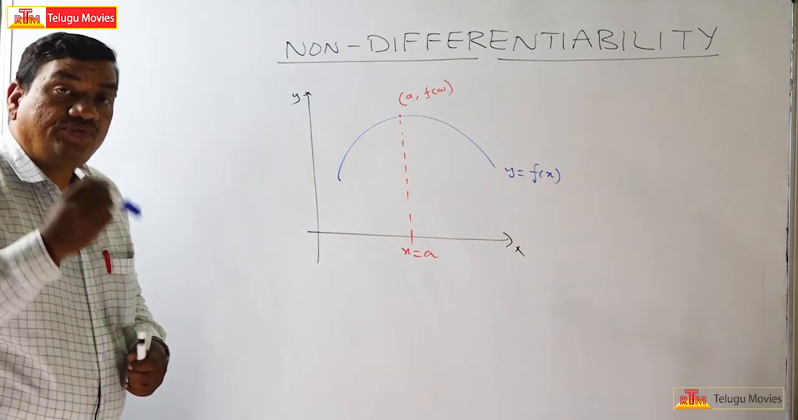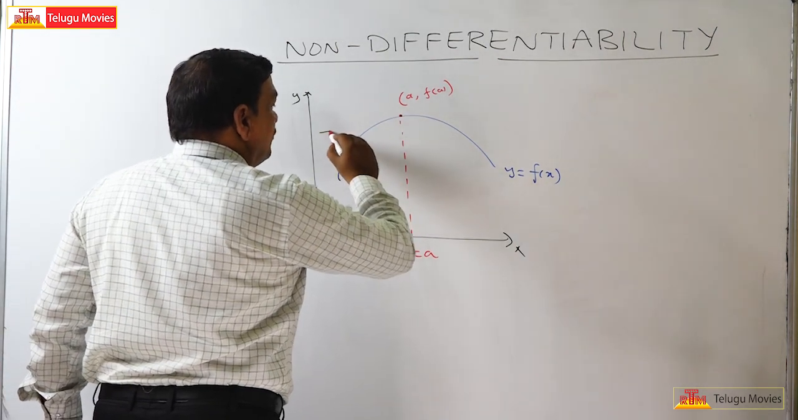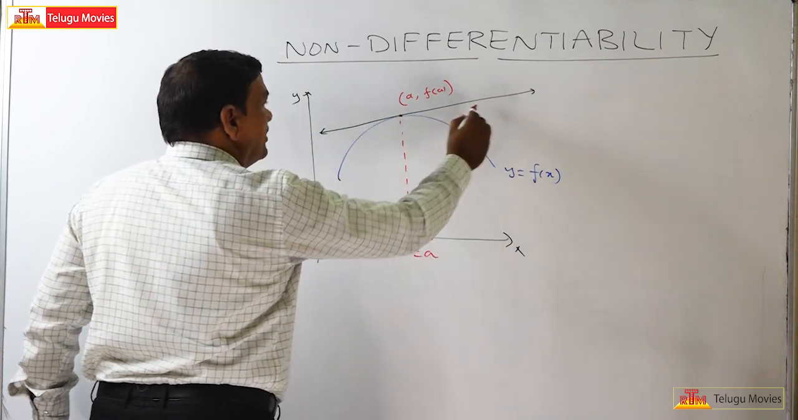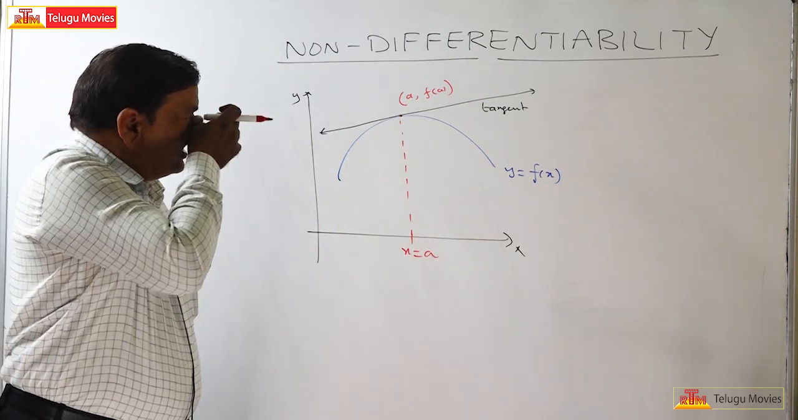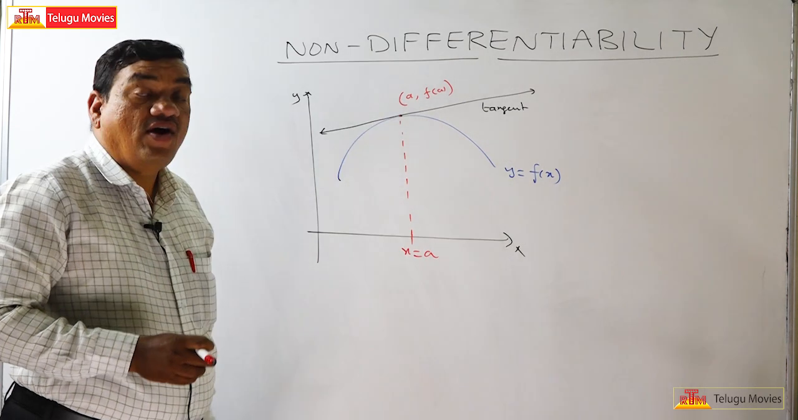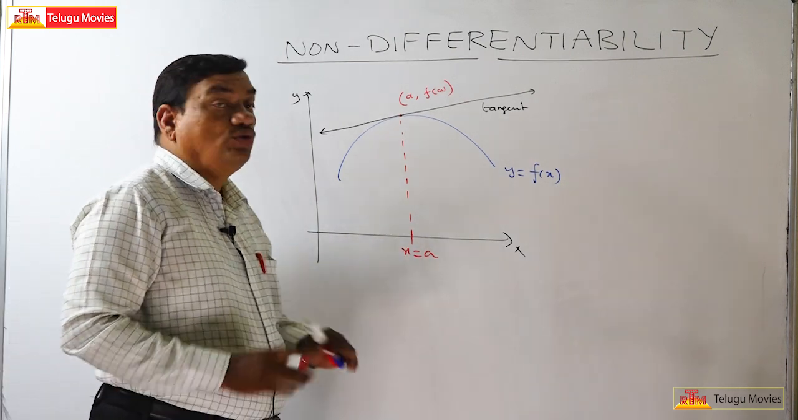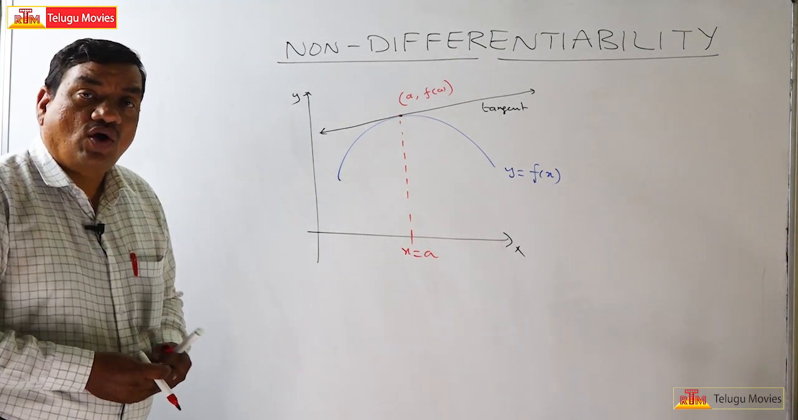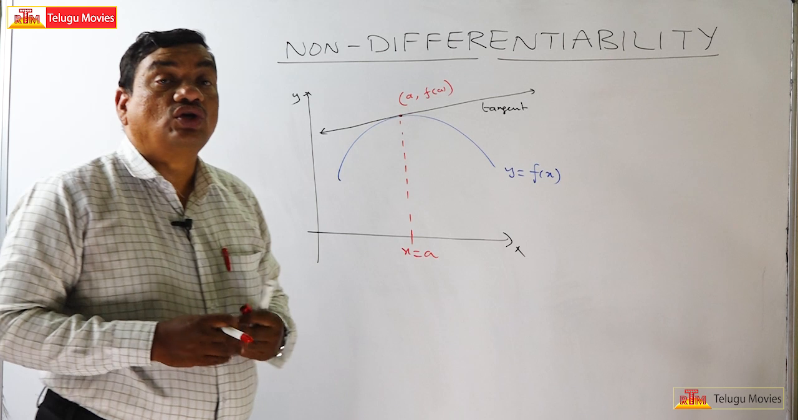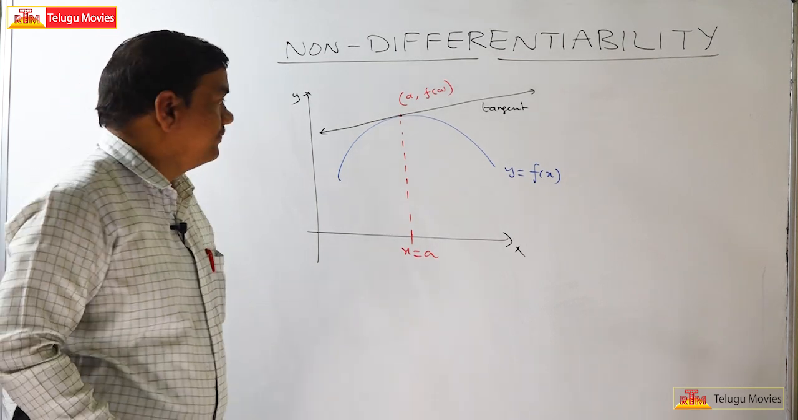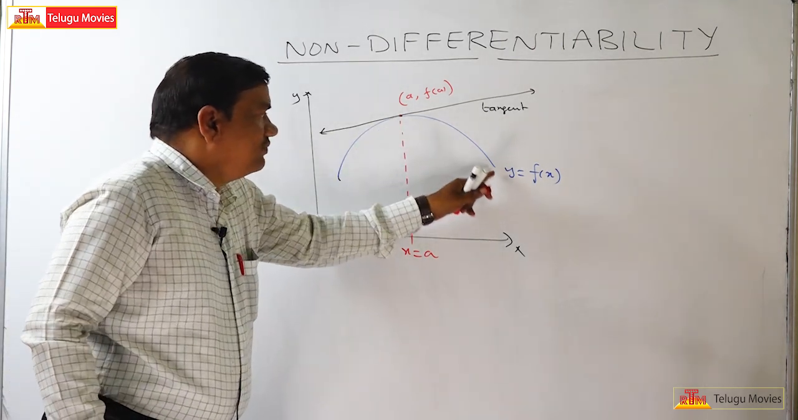That means if you are able to draw a tangent at this point, this is a tangent. If you are able to draw a unique tangent at the point a comma f of a, then we say that the function is differentiable at x is equal to a. If you are unable to draw the tangent at that point, we can say that it is not differentiable. Differentiability speaks about the smoothness of the curve.